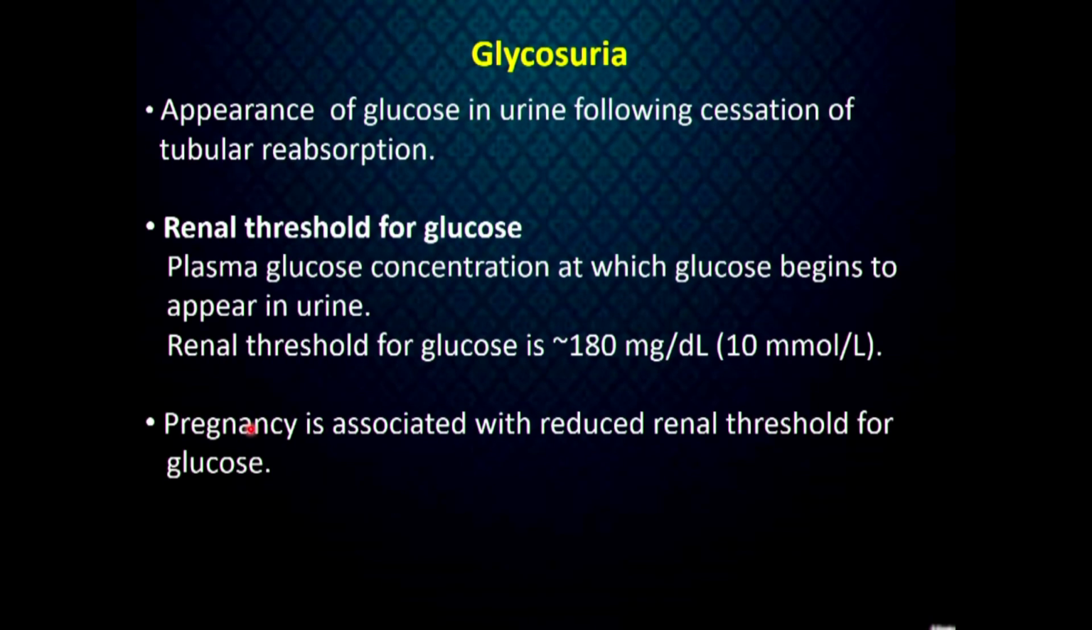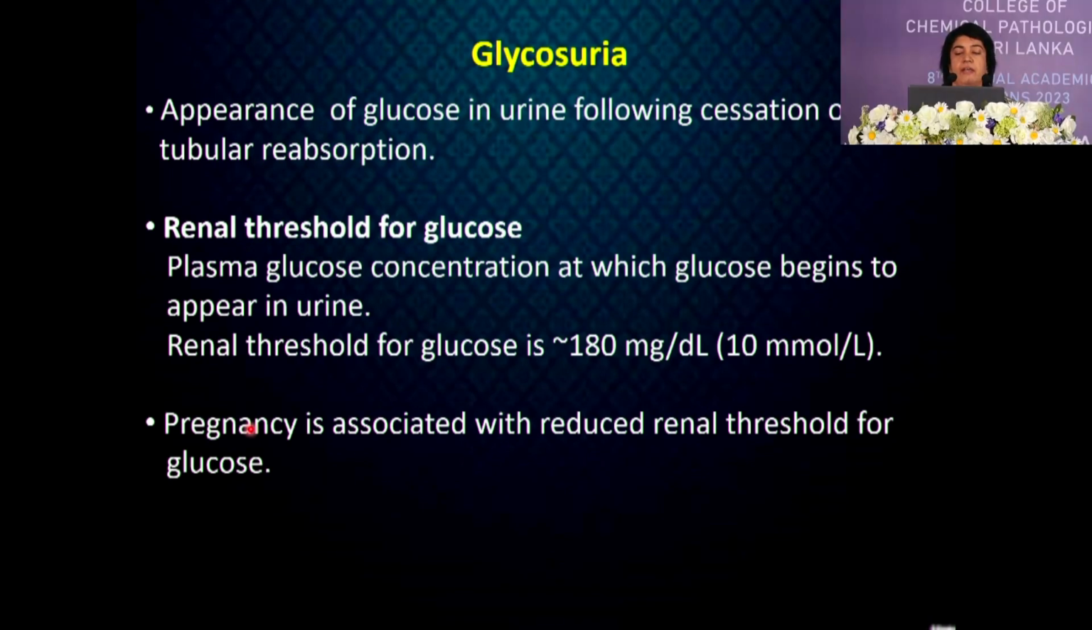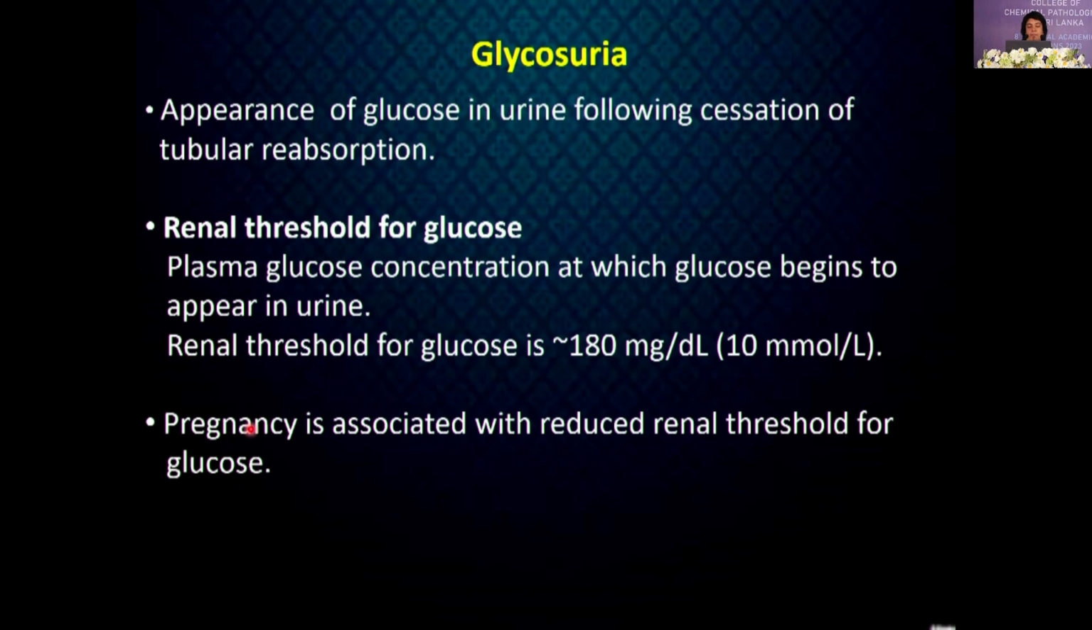Then glycosuria. What is glycosuria? Appearance of glucose in the urine following cessation of tubular absorption. What is the renal threshold for glucose? The renal threshold means the plasma glucose concentration at which glucose begins to appear in the urine. Normally the renal threshold for glucose is 180 milligram per deciliter or 10 millimole per liter. Pregnancy is associated with a reduced renal threshold for glucose.